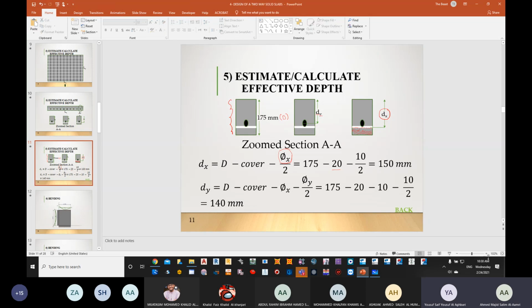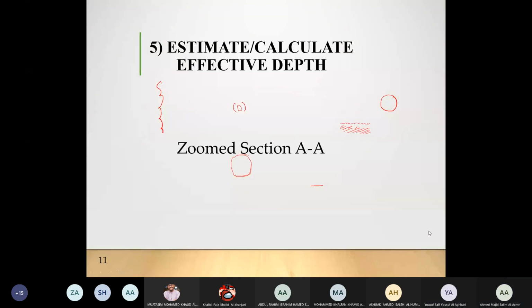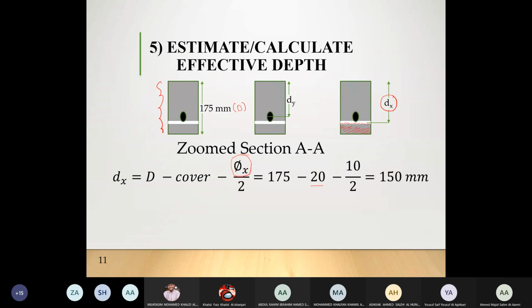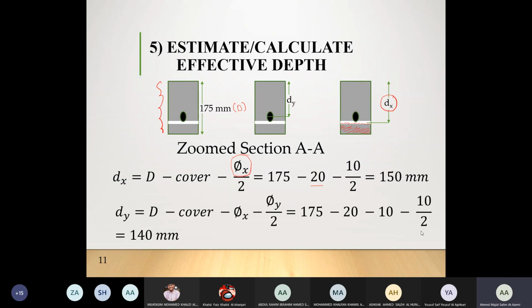Okay, so once again, we return to this. So we said, this is your dx, we found it to be 150. This is dy. I wouldn't recommend you to use diameter of x and diameter of y. This is only for illustration. You can take directly dy is equal to dx minus diameter. Now my dx is 150, the diameter is 10. So 150 minus 10 is going to be 140. So once again, calculate dx, and from dx, to calculate dy, reduce one diameter. So now we have dx and we have dy for our scenario.